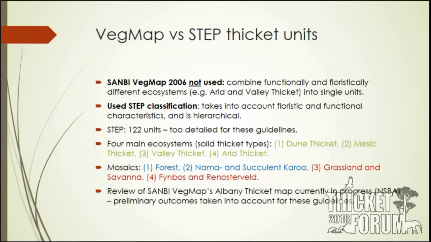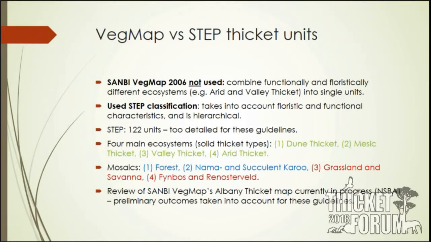So we had two products, the SANBI 2006 and the STEP classification. The original SANBI VegMap was difficult for us because it combined these structurally and floristically different units within one VegMap unit. So it was difficult to take ecological processes and assign them to each of those original 14 VegMap units. So STEP was a much better product for us to use, and we went back to that.